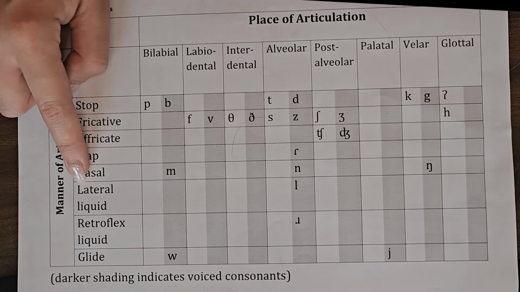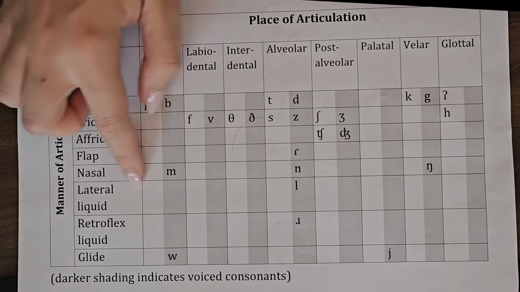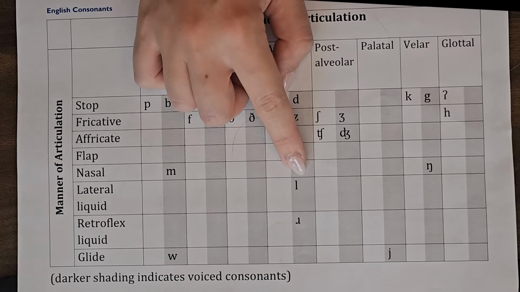Lateral liquid sounds are produced by curling the sides of the tongue and releasing air through the sides of the mouth. In English, this is l.